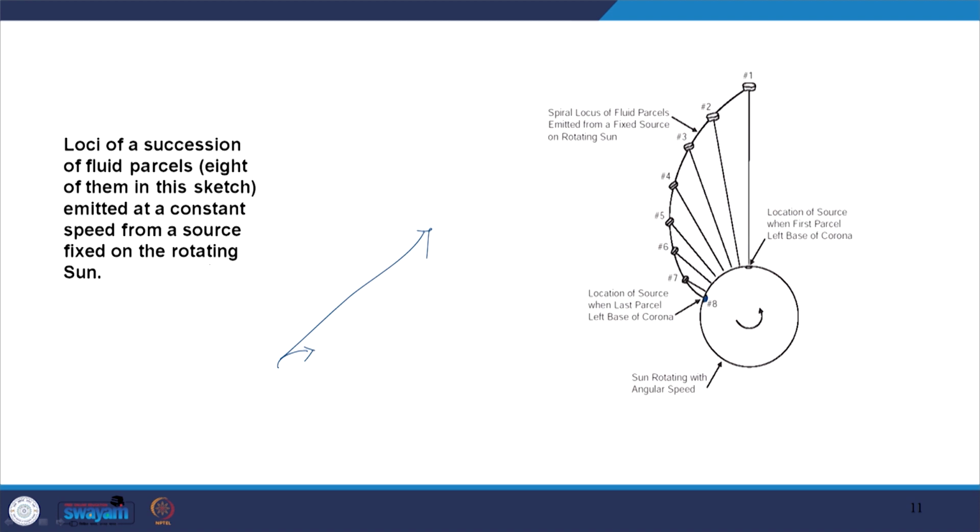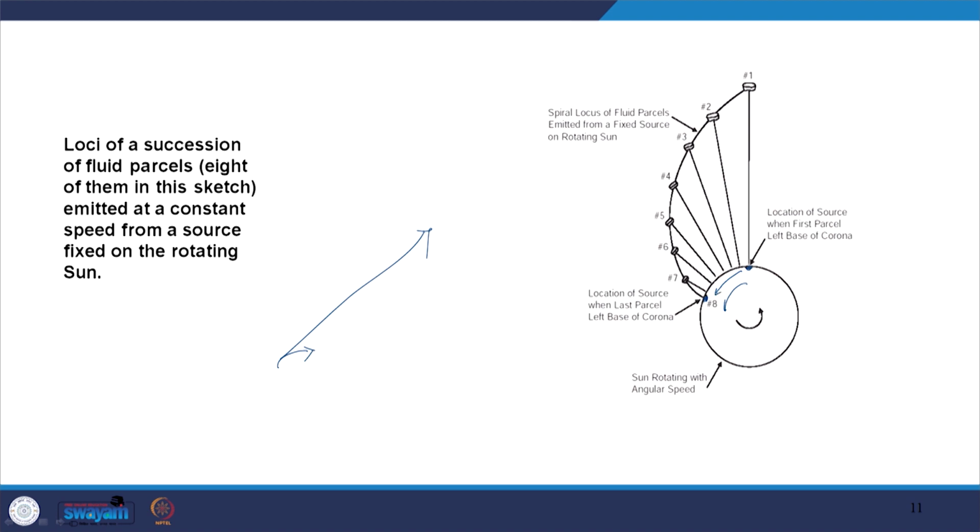So, you can see it in both ways. If this is point 1, as time progresses, as the sun rotates around itself from east to west, the packets will trace a path like this. This is the spiral locus of fluid parcels emitted from a fixed source. So, this is the source. As the sun is rotating, the source has now come here.